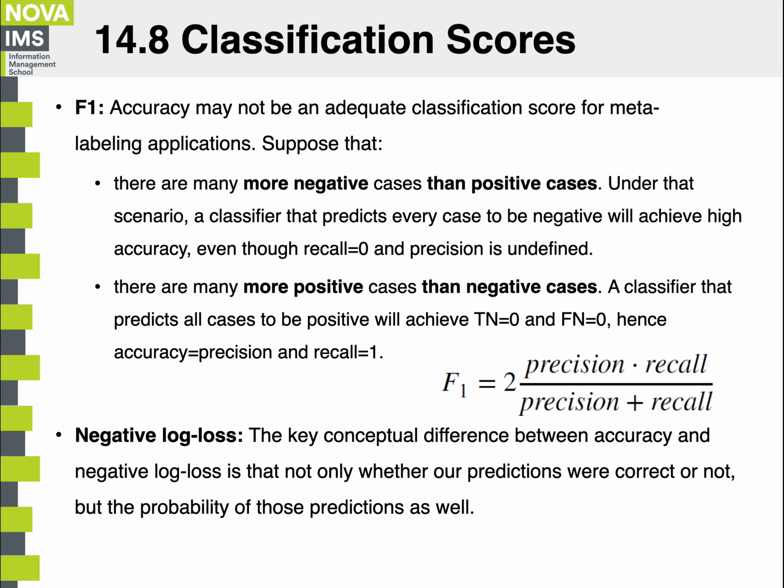The conceptual difference between accuracy and negative log loss is that negative log loss considers not only whether our predictions were correct or not, but the probability of those predictions as well.